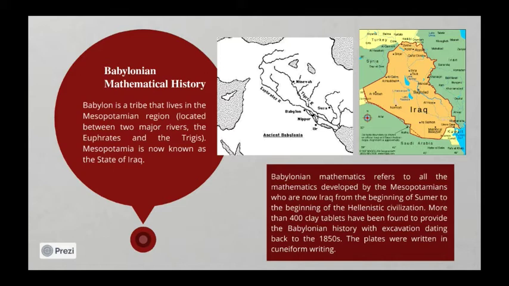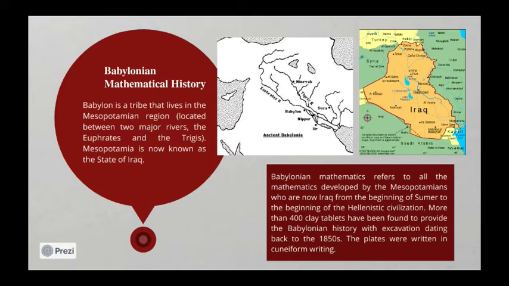Babylonian mathematics refers to all of the mathematics developed by the Mesopotamian nation, which is now Iraq, from the beginning of Sumeria to the beginning of the Hellenistic civilization. It is called Babylonian mathematics because of the primary role of the Babylonian region as a place of study. More than 400 clay tablets have been found in excavations dating back to the 1850s.